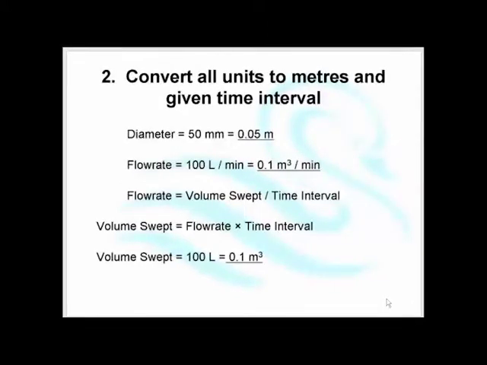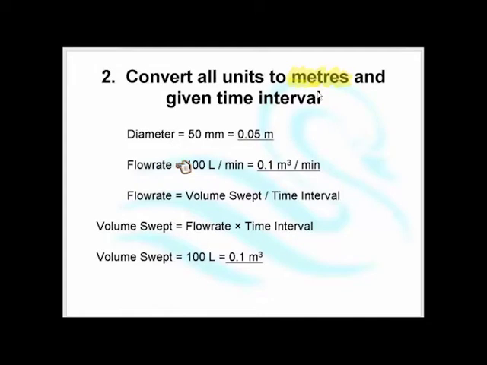Next step, and this is the important one, you convert everything into meters. You convert everything into meters. If you don't do this, you will mess up. This is where you're going to mess up. So we start with the diameter, which is 50 millimeters. We convert that into meters, 0.05 of a meter.